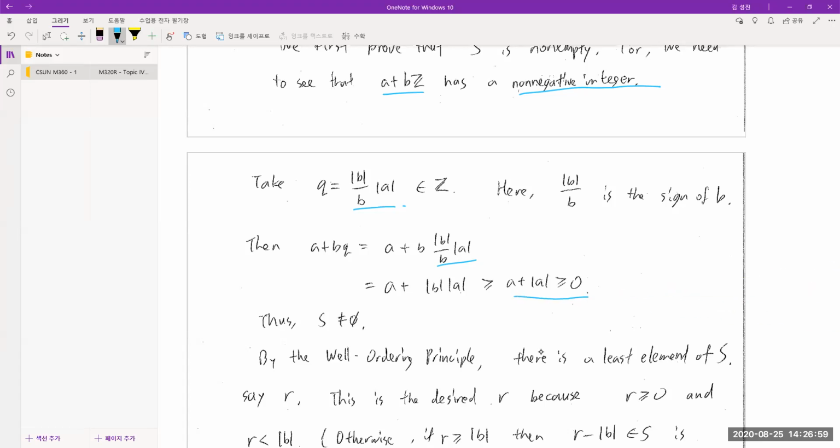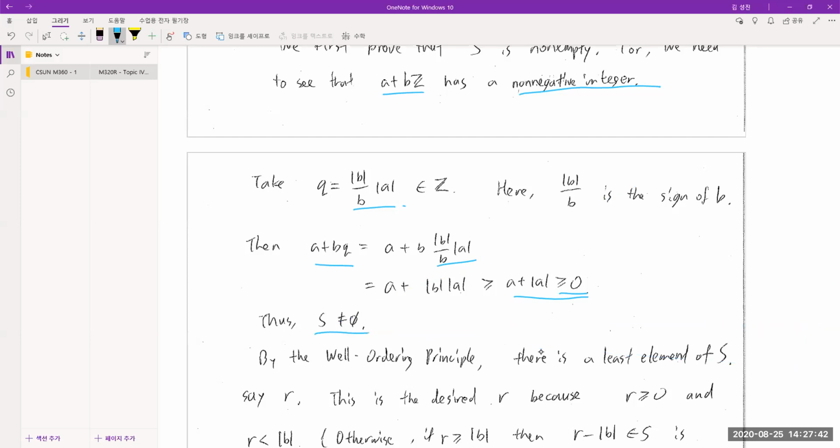So how do we get this part? If a is a negative integer, then absolute value is minus a, so it becomes 0. When a is a positive integer, then this becomes a plus a, so 2a. So positive in that case. If a is 0, then both of them are 0. So in any case, a plus absolute value a is non-negative. So this a plus bq is proved to be non-negative. So we have a plus bz set has a non-negative integer.